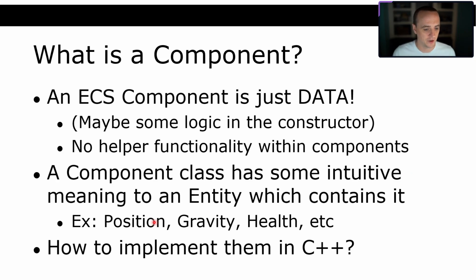So we might have a position component. We may have a gravity component or a health component. We wouldn't just have an X component, right? Because that doesn't really describe things. And so how are we going to implement those in C++? Well, we'll see that as we go through the course. We're going to start out with the simplest possible implementation of components and how they're stored within entities. And then from assignment to assignment, we're going to make gradual improvements on the storage of components.